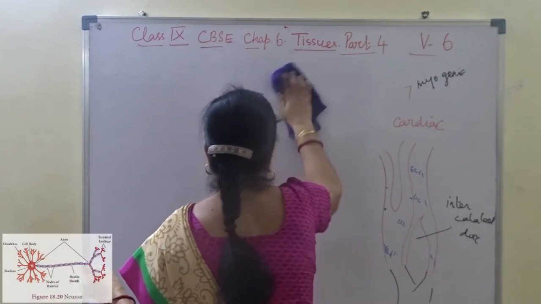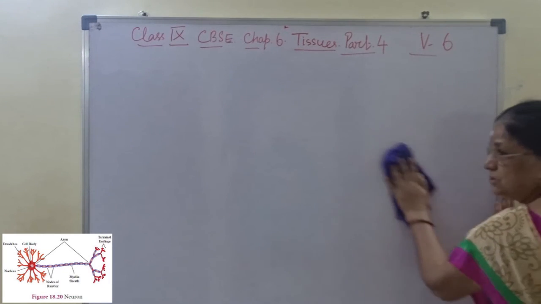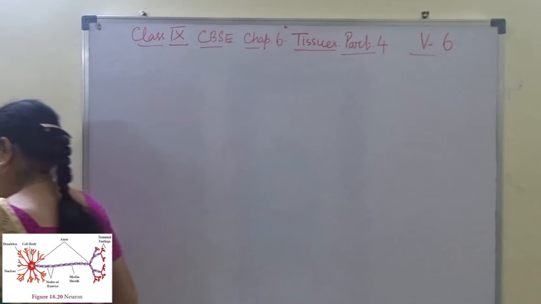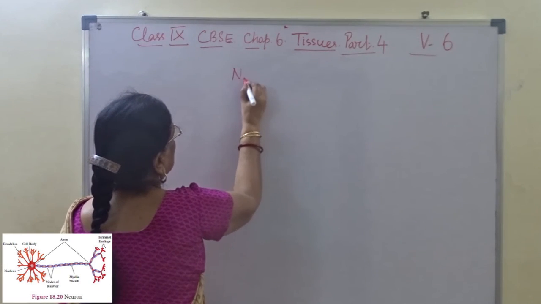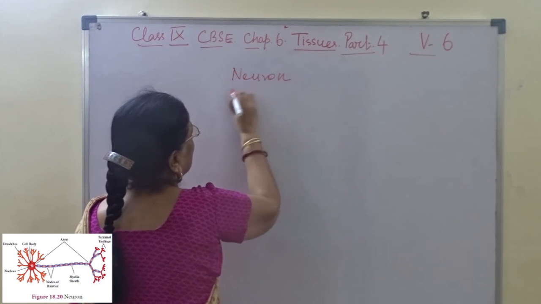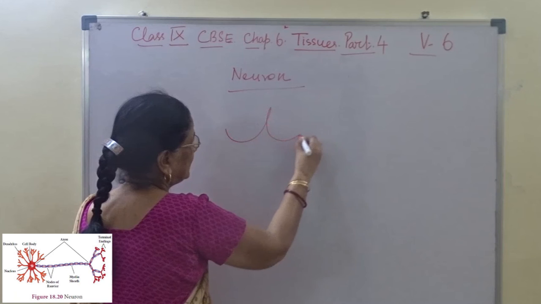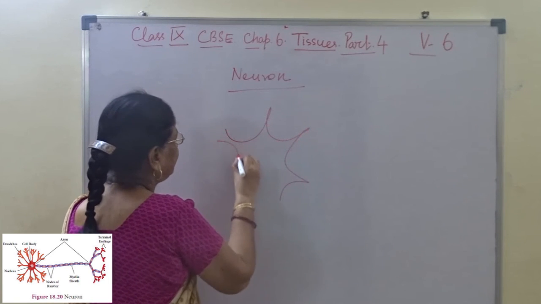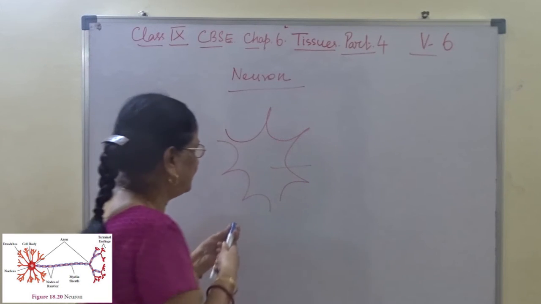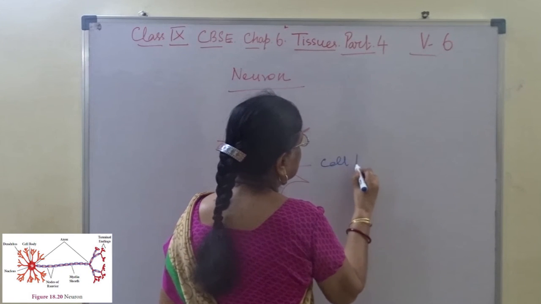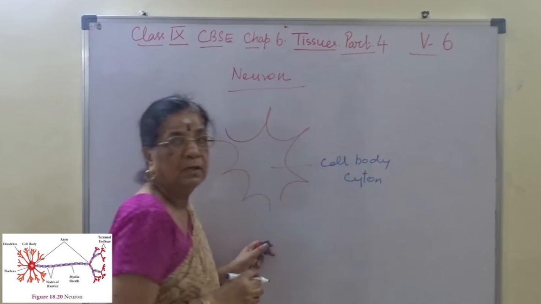The next one is nervous tissue, the last part of it. Nervous tissue is also called neurons. Nervous tissue is also known as neuron. This neuron is formed of a cell body or cytosol.